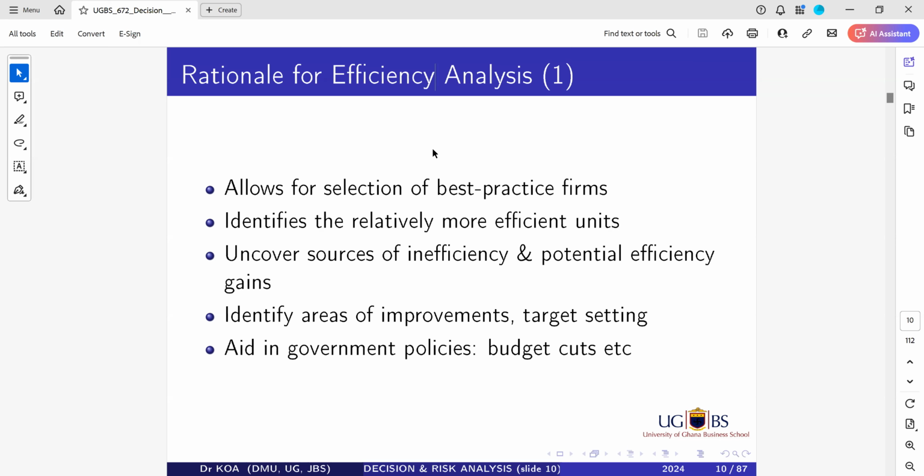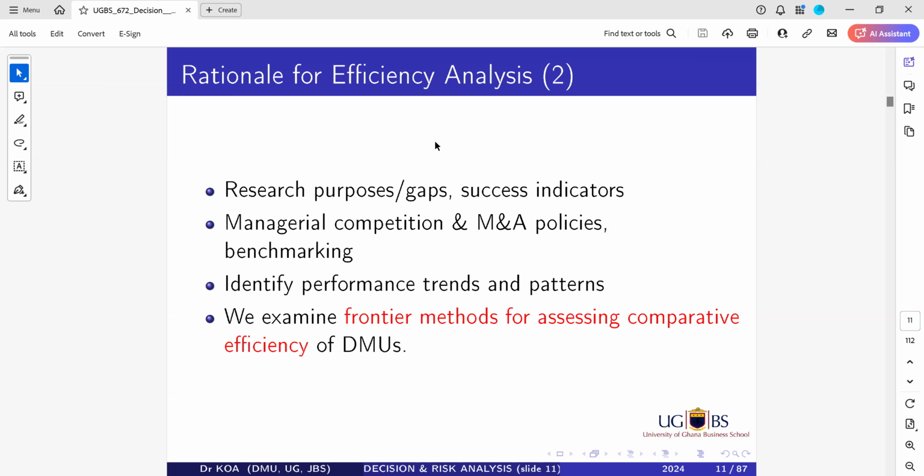You can detect what is driving the efficiency, the sources of inefficiency. You can determine what those that are not efficient have got to do to be efficient. We call it improvement targets. Having the knowledge of efficiency can help to make policies in terms of budget cuts, in terms of revenue generation. So efficiency analysis is a very practical thing, not only for managers, but also for government, for companies, for individuals.